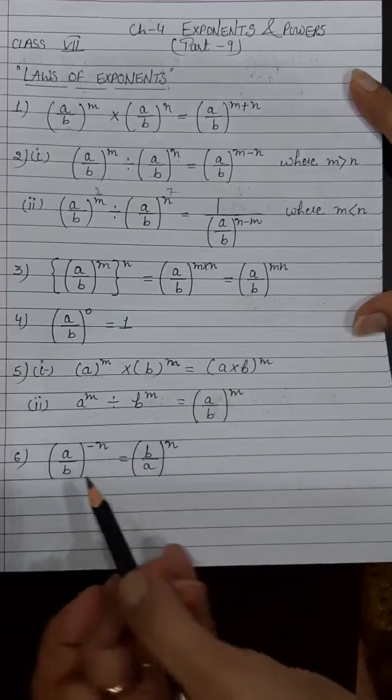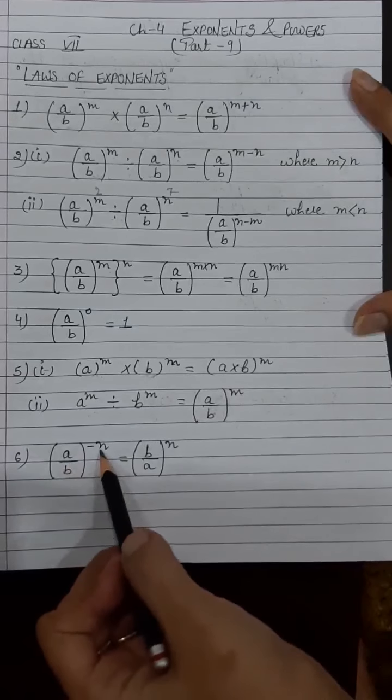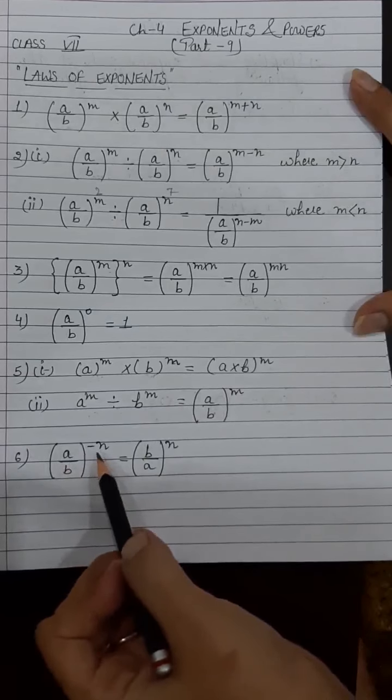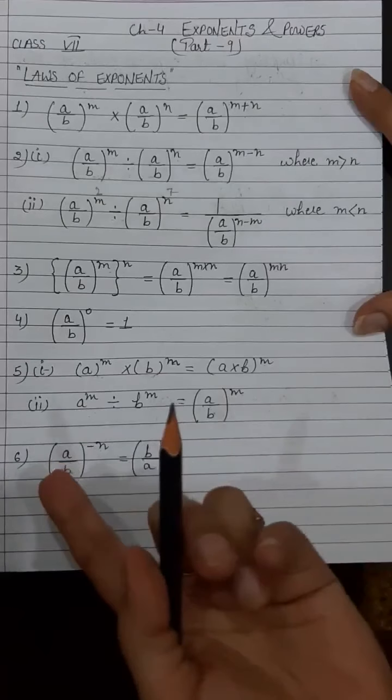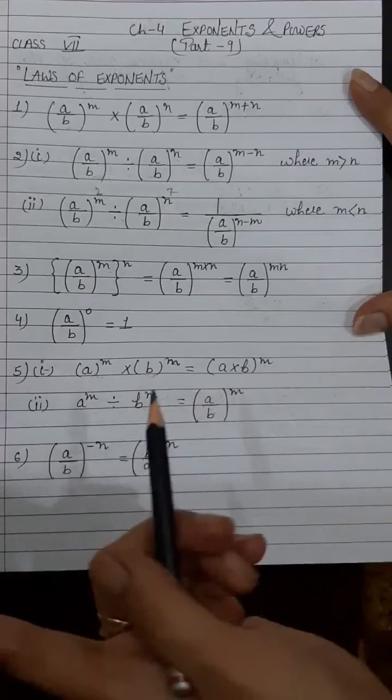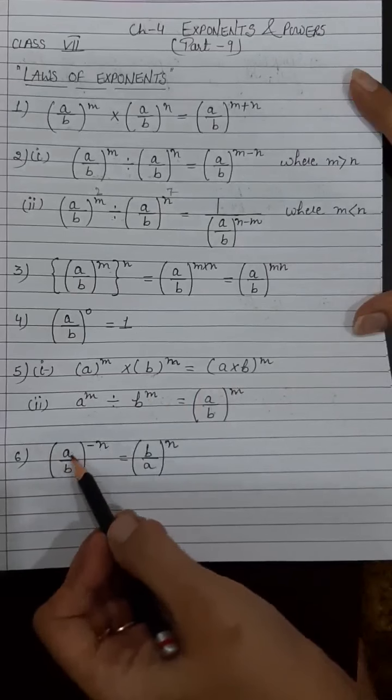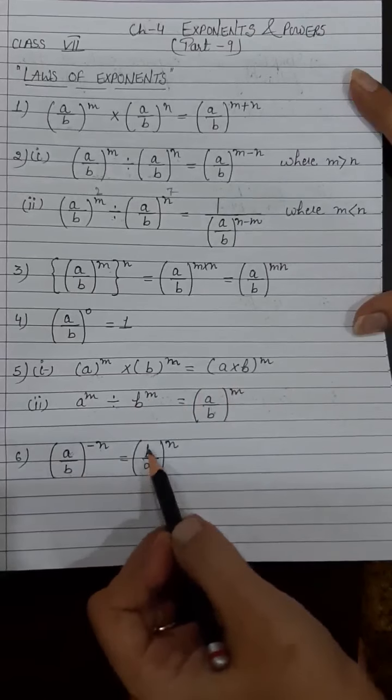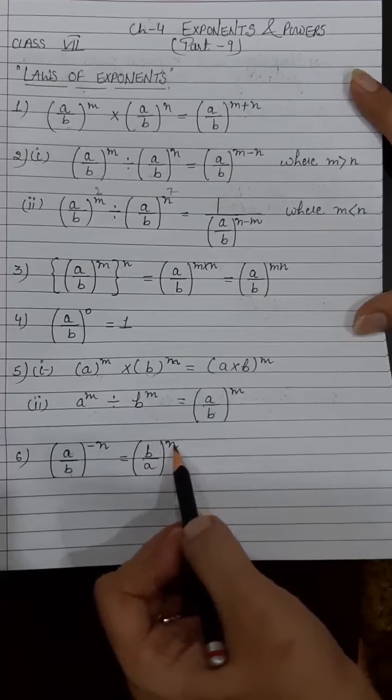Clear? Now, if any rational number's power is negative, in that case you have to convert it into positive. How will you convert? You just write its reciprocal. A upon b's reciprocal is b upon a and the power becomes positive n, right?